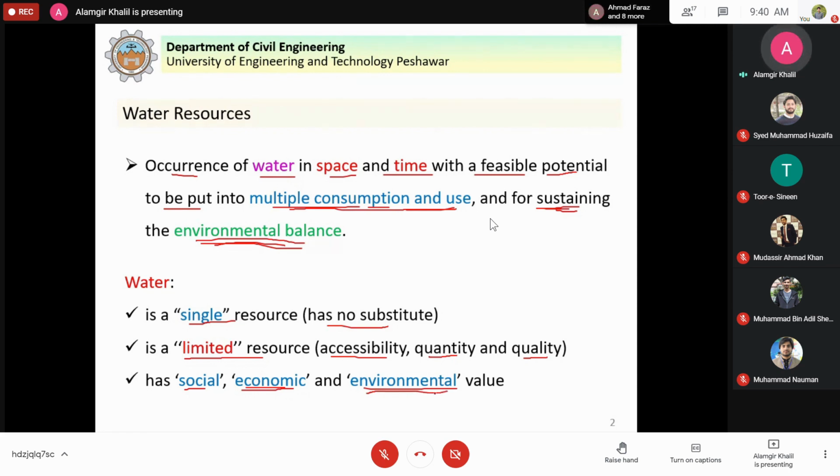As I said, for survival of the ecosystems, water is important. You see that when we discharge the water from our houses, we discharge it into the rivers. So the river is kind of playing a role of absorbing that polluted water. Otherwise, that polluted water can create a lot of problems for the environment. So that's why water has an environmental value.